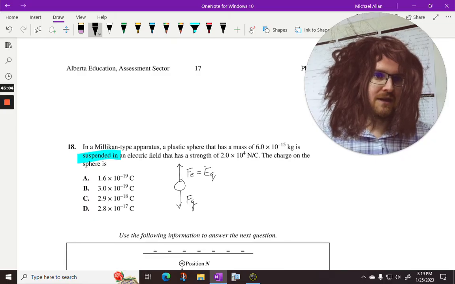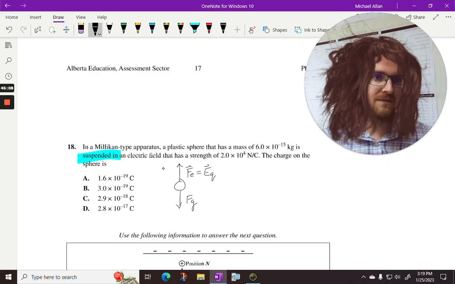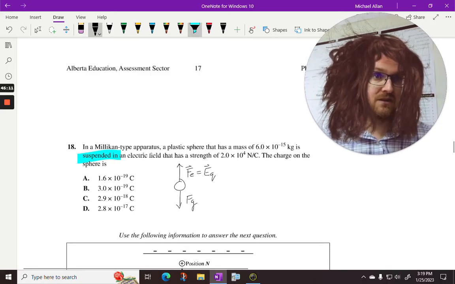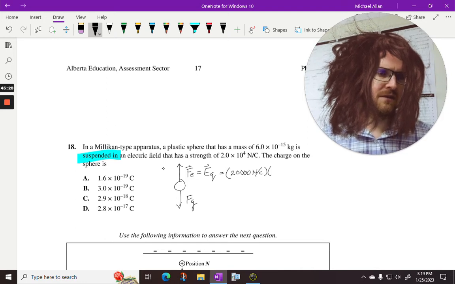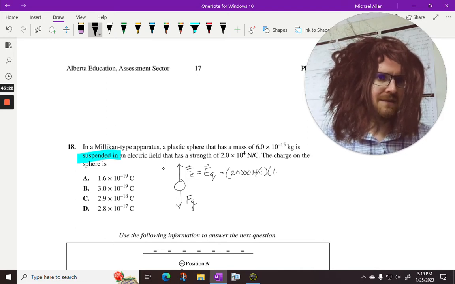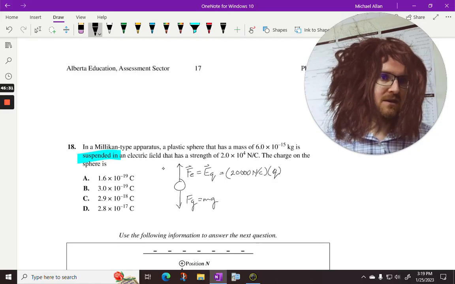Remember that you can find the electric force pulling up on it by going E times Q. And they literally just gave us the field strength right here, which is nice: 20,000 newtons per coulomb, times the charge, which we don't know. We're trying to find that, so I'll just put Q. On the other side, this is mass times gravity. What I know about these two things is that they should balance each other out because the sphere is suspended.